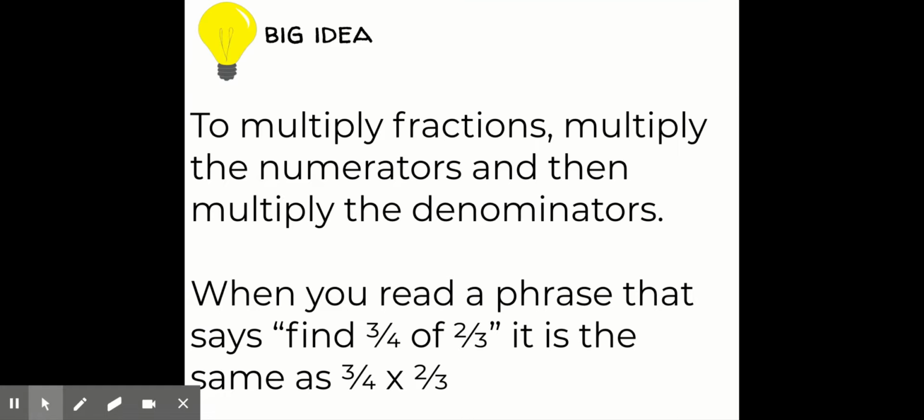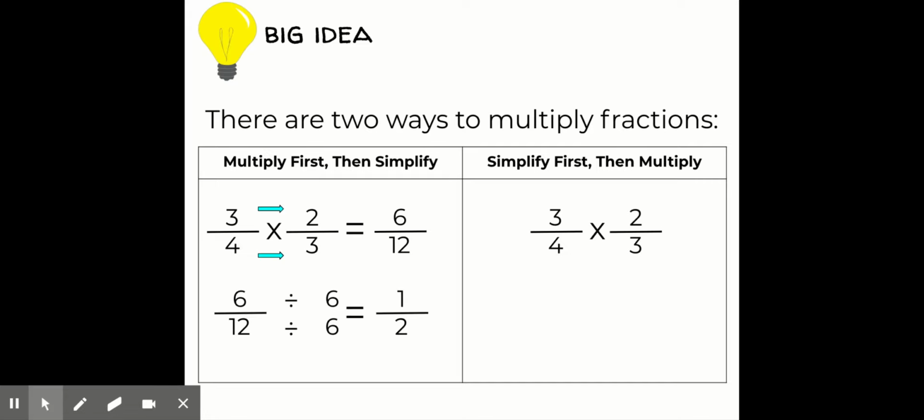Another way is to simplify first and then multiply. By doing that, we need to cancel out the numerator and denominator from the opposite sides. What I mean by that is we'll take a look at the numerator in the first fraction and compare it to the denominator in the second fraction. 3 and 3 can be divided into each other, and we would get 1.